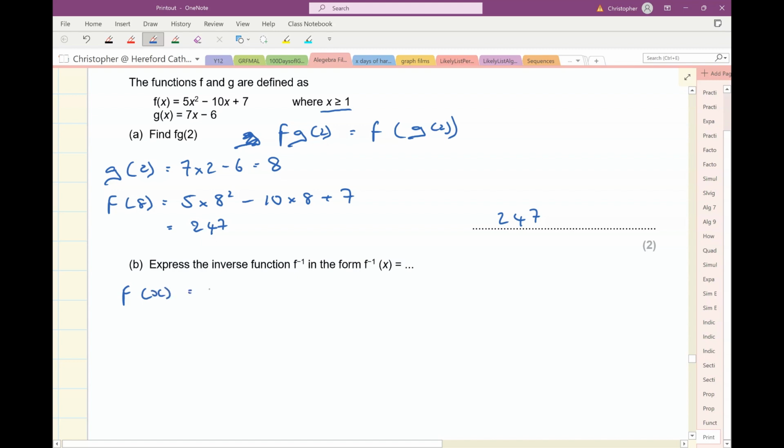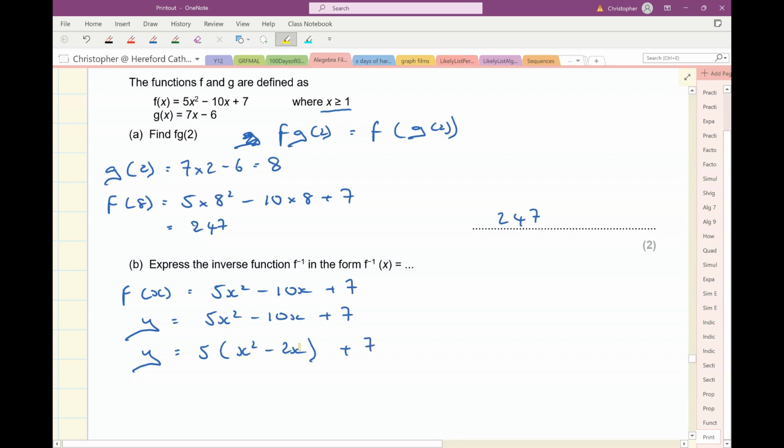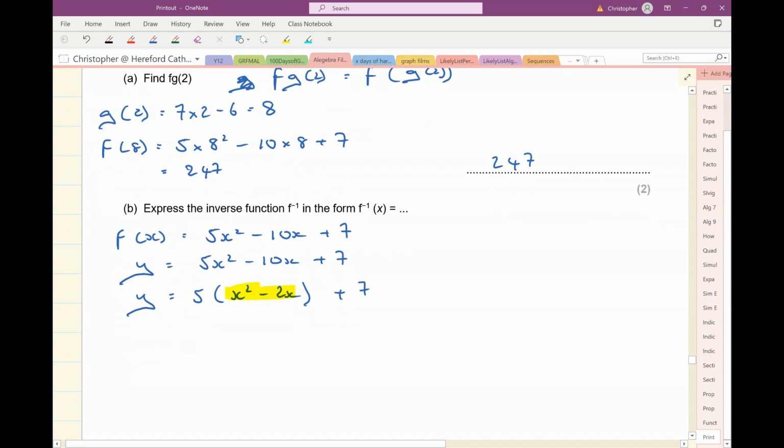Right, well, f(x) is 5x² − 10x + 7. So I'm going to write y = 5x² − 10x + 7. I need to make x the subject here. So I'm going to complete the square on the right-hand side. But before I do that, I don't want this 5x². So I'm going to pull out the 5 to give me 5 times (x² − 2x), copy down the plus 7. And now I'm ready to complete this square because I've got a single positive x² there.